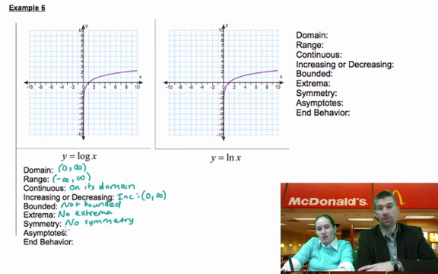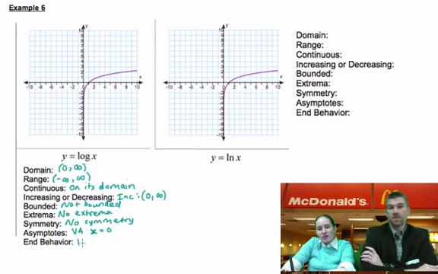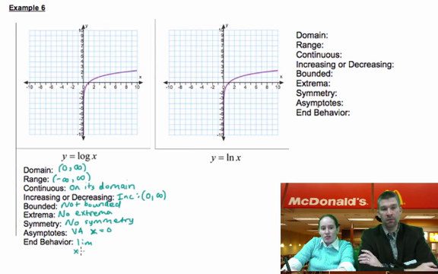It has a vertical asymptote at x equals 0, but, as we mentioned earlier, it doesn't have a horizontal one because it's not bounded. And then the end behavior: it actually approaches infinity as x goes to positive infinity.